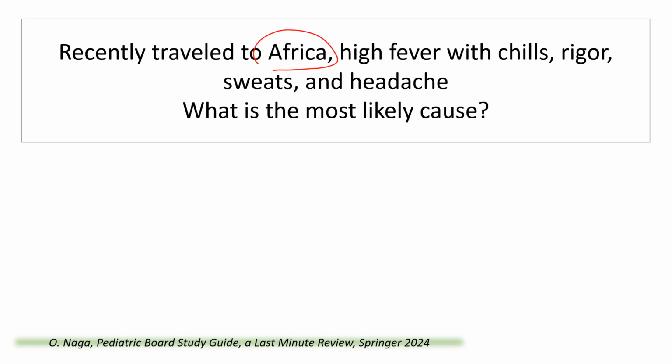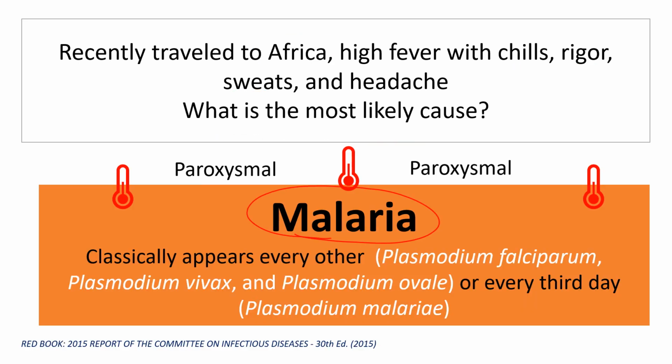Recently traveled to Africa. Now presenting with high fever, chills, rigor, sweats, and headache. What is the most likely cause? Malaria. This is a classic presentation of malaria. Fever is paroxysmal every other day or every third day. Every other day, like in the case of Plasmodium falciparum or Plasmodium vivax or Plasmodium ovale. Or every third day, like in the case of Plasmodium malariae.